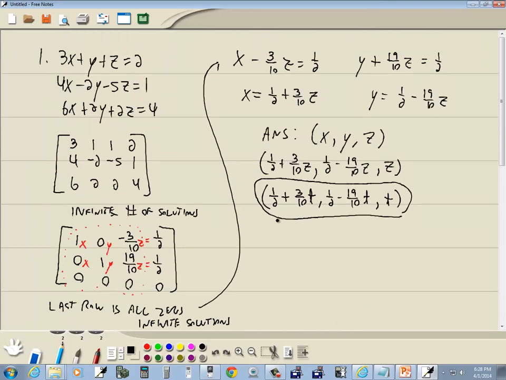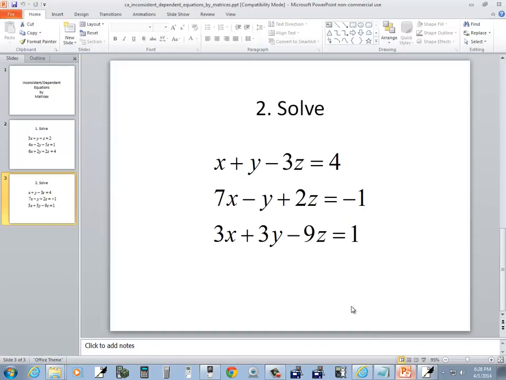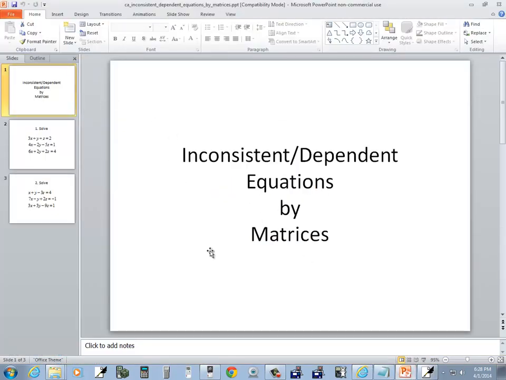Like I say, this first one is really the only one I think the HP Prime doesn't put in the correct format for college algebra. And that's solving inconsistent and dependent equations using HP Prime.